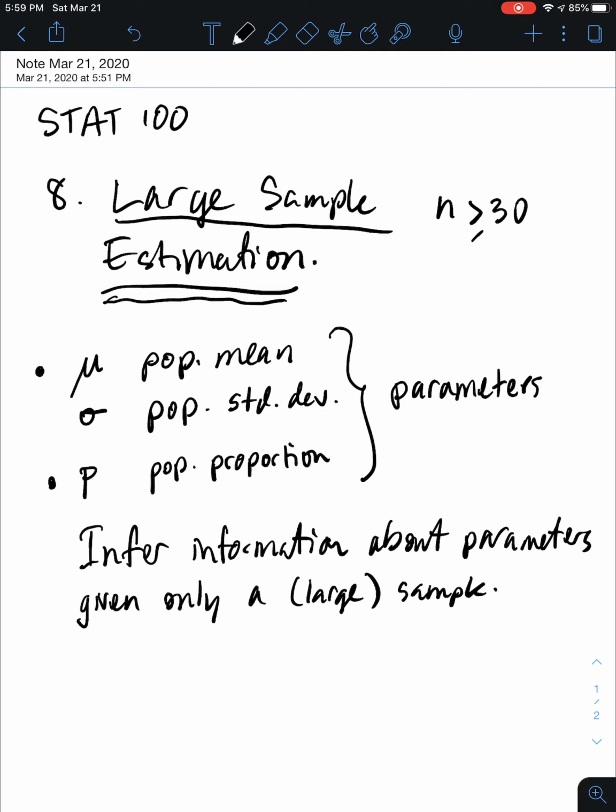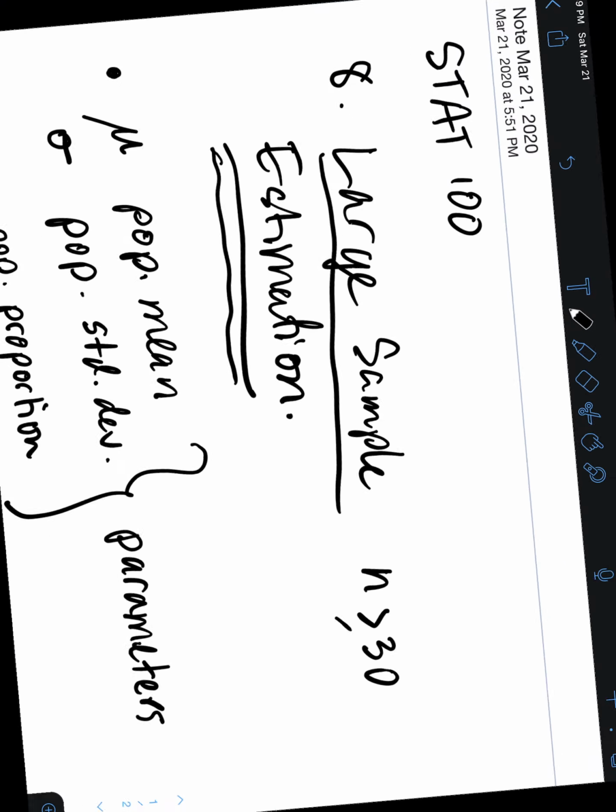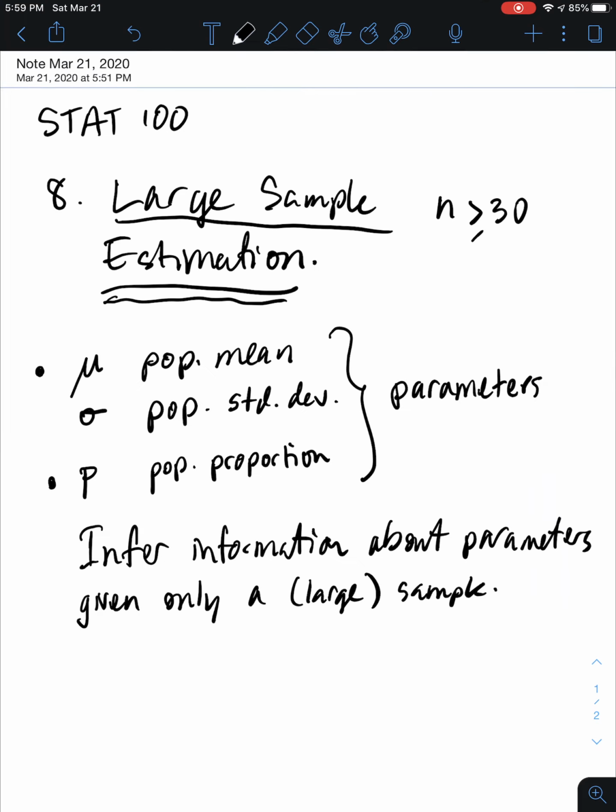Now we have here different kinds of inferential statistics that we can talk about. In this section, we are just talking about estimation. And just to give you a very quick preview, the next chapter of the textbook is about hypothesis testing.